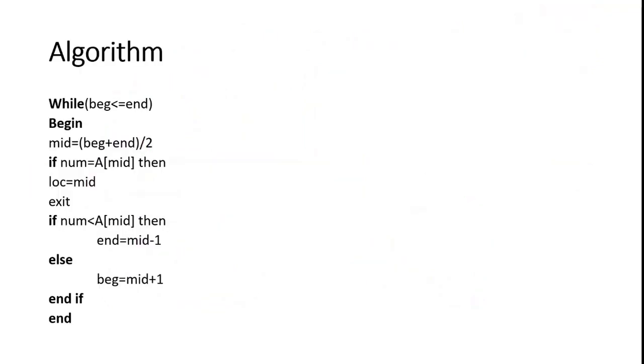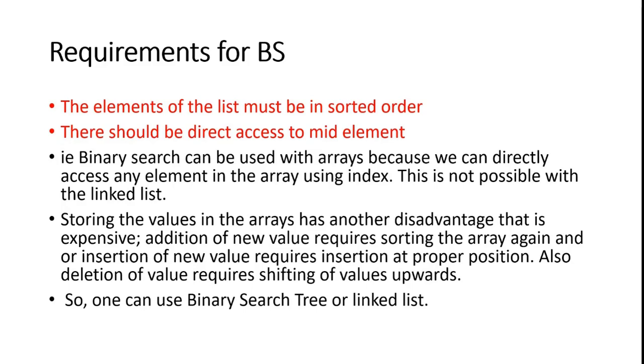Now this algorithm we have already discussed. Now see what the requirements of binary search are, that is, when you can apply binary search. First and foremost, the elements in the list must be in sorted order. And one more thing: because we are calculating the mid index, there should be direct access to the mid element. This is possible only in case of arrays.